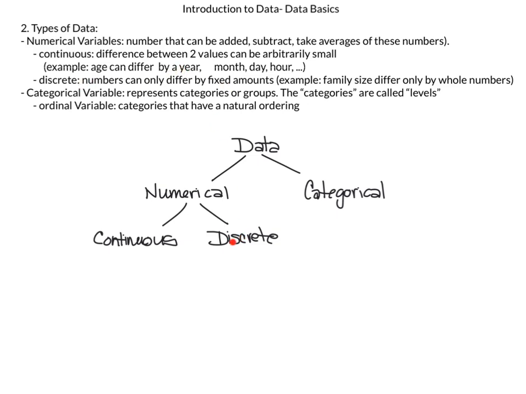Whereas discrete means you can only differ by a fixed amount. Our example in the overview was family size, because the people in your family, they're only whole numbers. You don't have half a person in your family. You want to be careful though. Discrete does not mean whole numbers. An example of that is money. So how many dollars do you have? You could have $5.25. So we write money as a decimal.